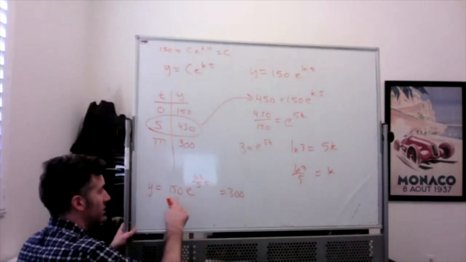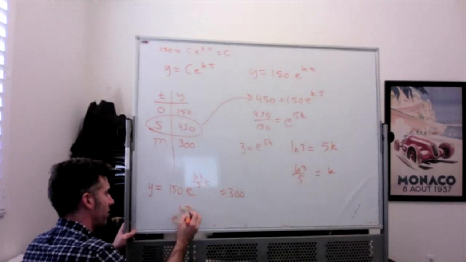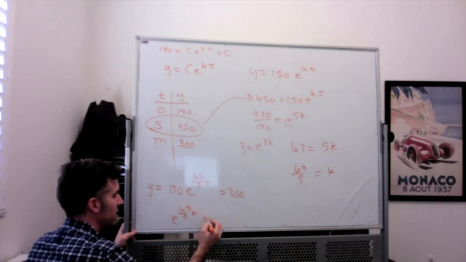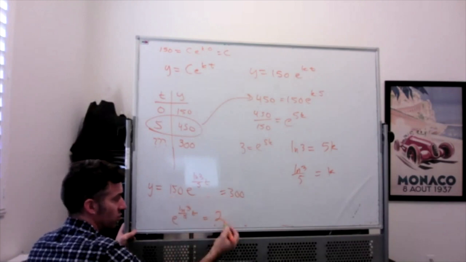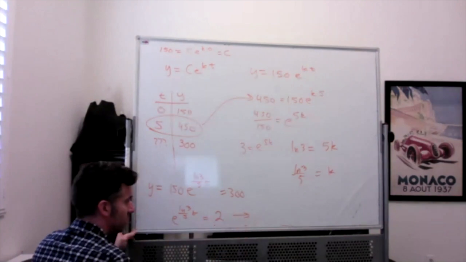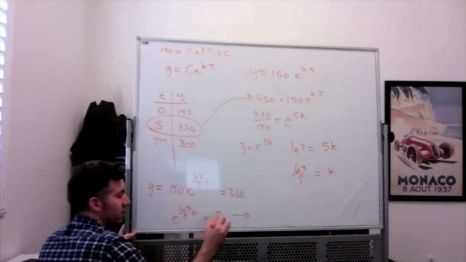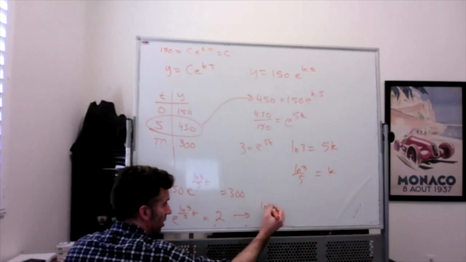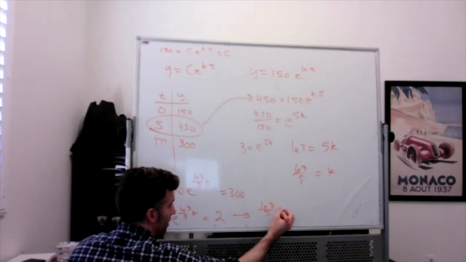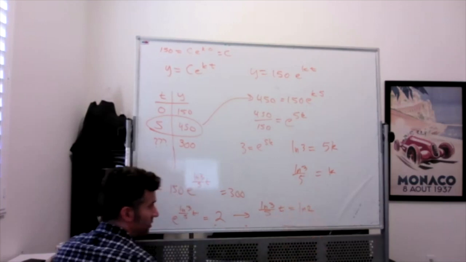So I'm going to divide both sides by 150. I'm going to get e to the natural log of 3 over 5 times t equal to 300 over 150, which should be 2, which makes sense since we're doubling. And then I'm going to take the natural log of both sides. The natural log of e to the stuff is just the stuff. So I get the exponent, which is the natural log of 3 divided by 5 times t, equals the natural log of the other side, which is the natural log of 2.